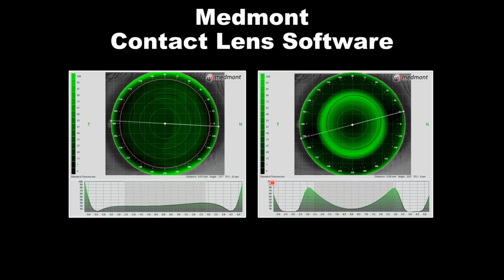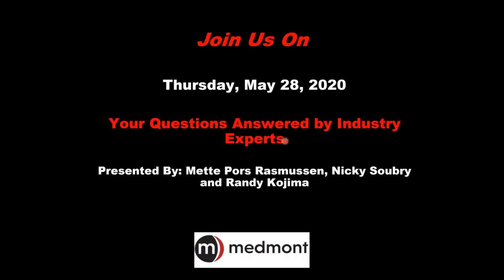So the Medmont contact lens software is this awesome function that we have within the corneal topographer that allows us to build our lenses and optimize the fit in this theoretical environment so we can create a high first fit success rate.